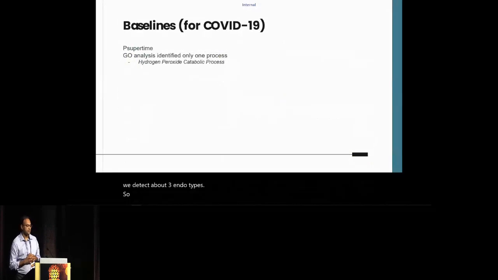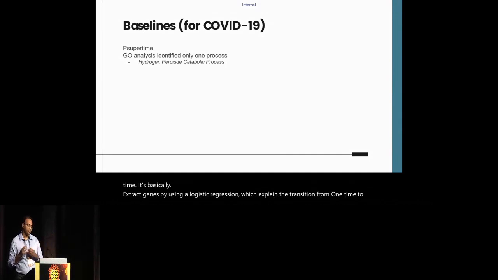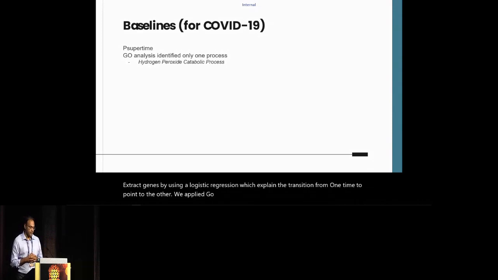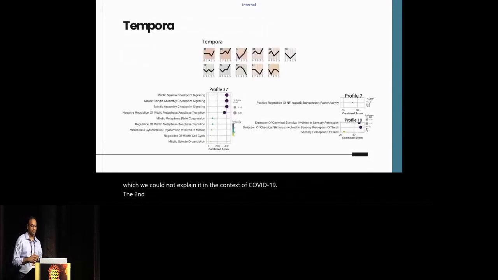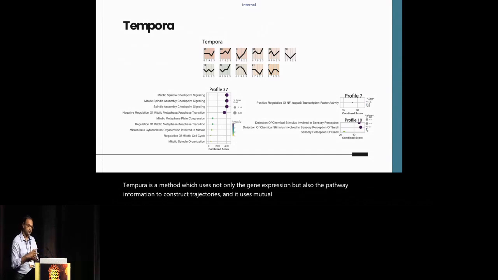So to compare with earlier methods, we used 2 methods. One is called SuperTime. It basically extracts genes by using a logistic regression, which explains the transition from one time point to the other. We applied GO analysis on that, and we obtained only 1 GO process, which we couldn't explain in the context of COVID-19. The second method we compared against is called Tempora. Tempora is a method which uses not only the gene expression, but also the pathway information to construct trajectories, and it uses mutual information to construct those trajectories across different patients.